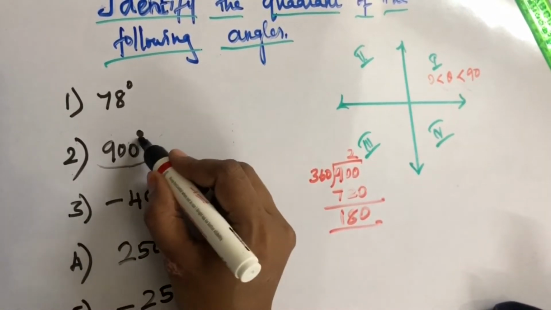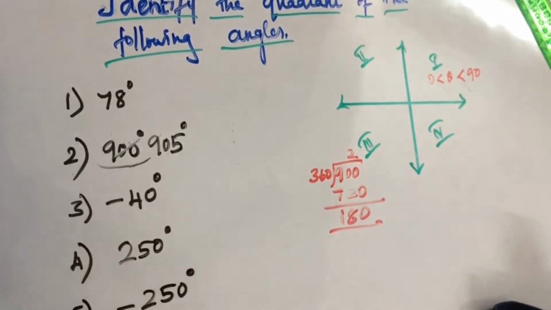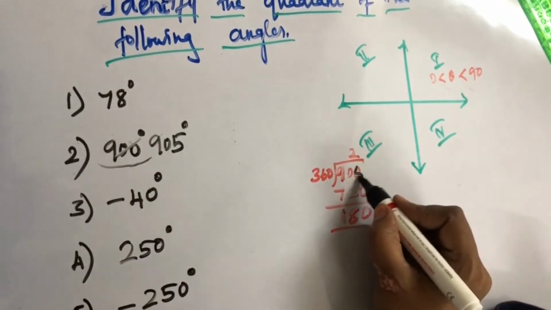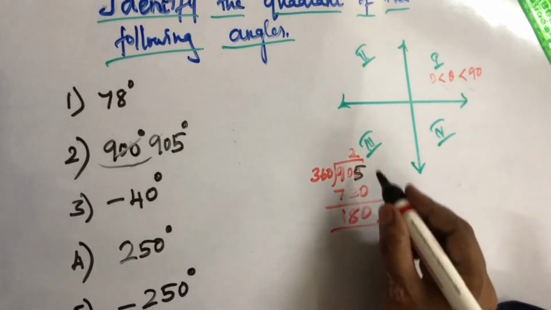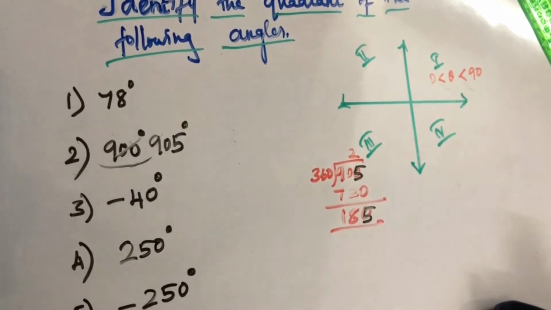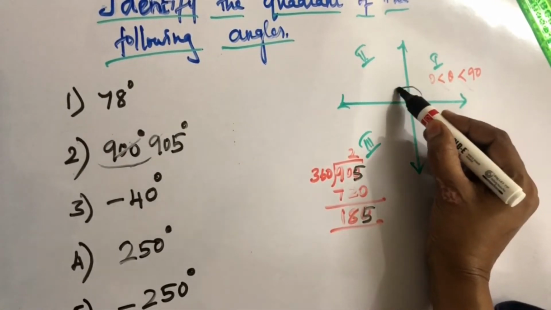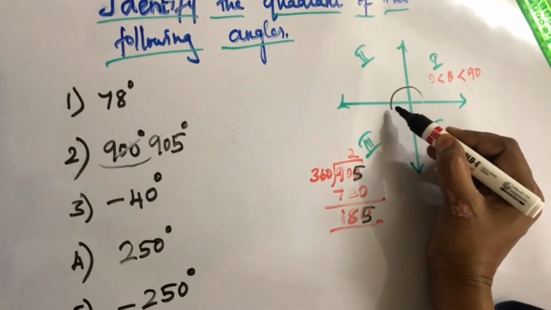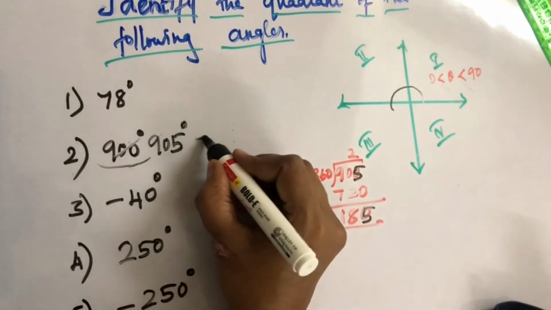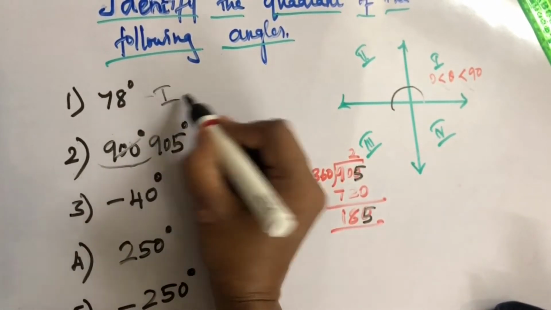Okay. If this angle is 905, what will happen? If it is 905 degree, then similarly 2 times 720, so 5 will come here, 185. So from 0, 90, 180, 185 will come here. So it is in the third quadrant. Here it is in the first quadrant.